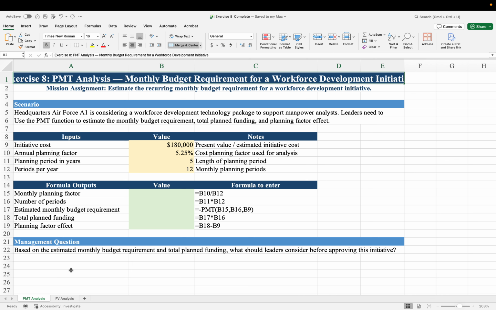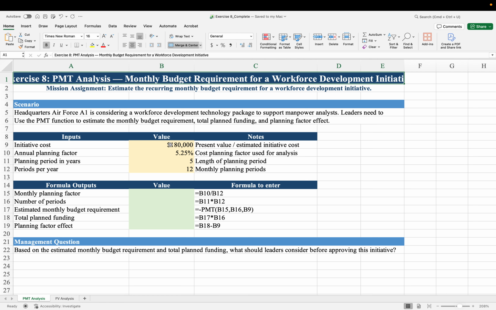of years. So while the Air Force might not be taking out a loan for capital equipment, they are purchasing equipment over a number of years, or labor over a number of years, or supplies over a number of years. And calculating those costs over time is an important management function. So to begin, note that you've saved the exercise as exercise 8 complete to preserve the original structure of the exercise. And then we're going to review the inputs.